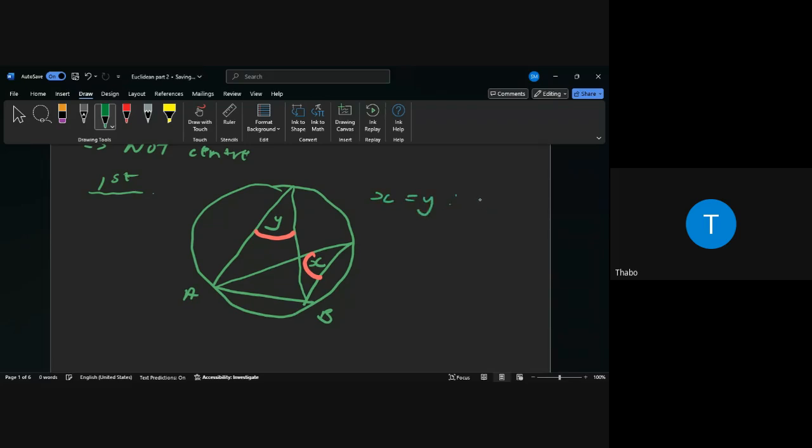What's the reason? You say these are angles in the same segment. Remember, the chord divides your circle into two segments. Where the angles are at the circumference is the first segment, then the second segment is this side. But these angles must be subtended at the circumference.